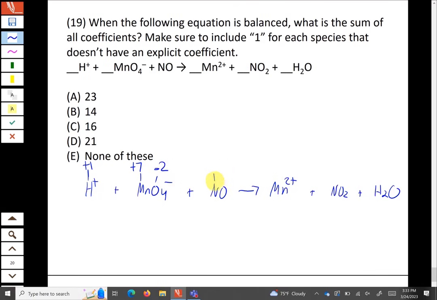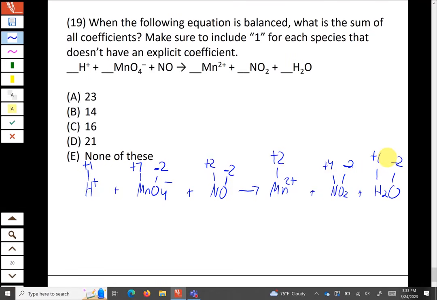For NO, similar to NO2, the last one we just did in the last problem, -2 for oxygen means that nitrogen has to be +2 to balance that out to 0. Mn2+ is nice because it's just an ion by itself, so the oxidation number is equal to the charge. NO2 we did on the last problem also. -2 for oxygen, 2 times -2 is -4, +4 for nitrogen. And then finally, our good friend H2O, -2 for oxygen, +1 for hydrogen. No thought involved in that one. Okay, so those are all the oxidation numbers.